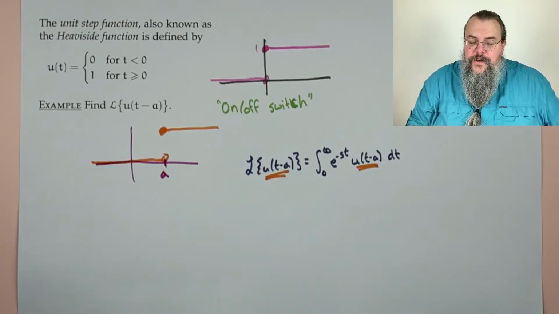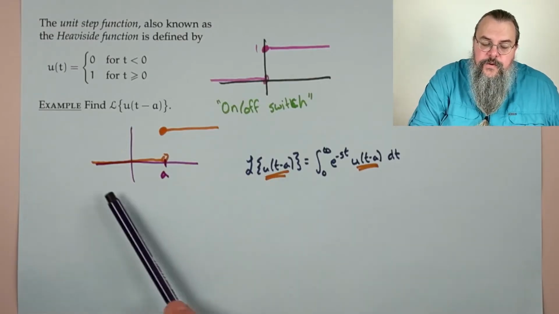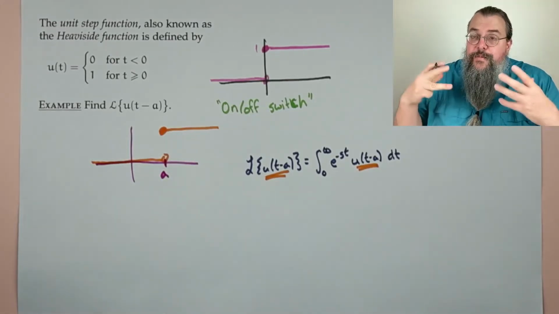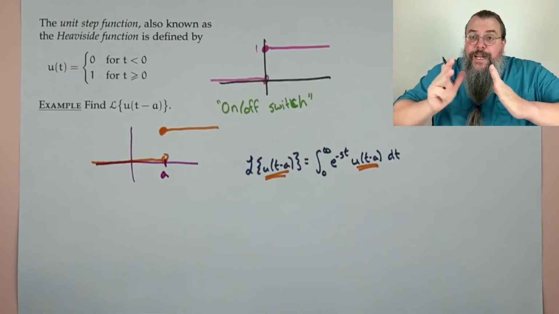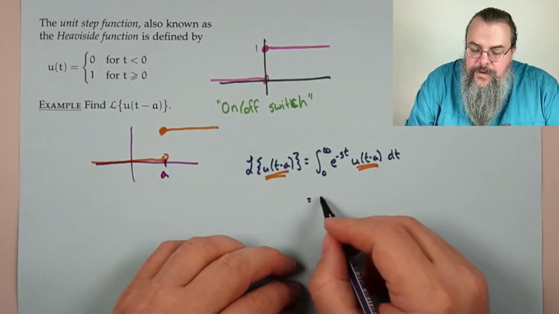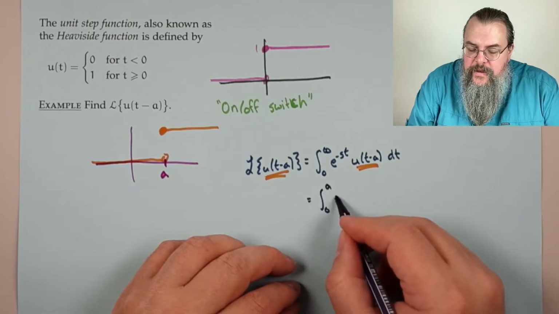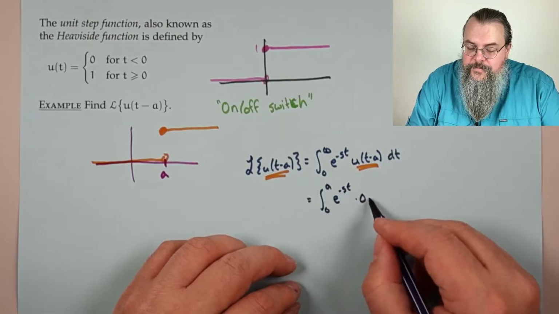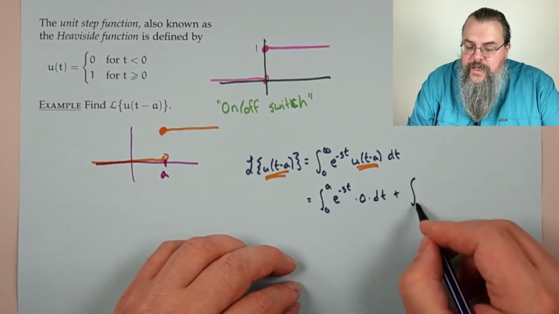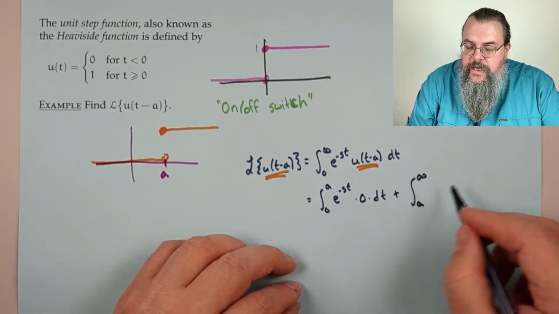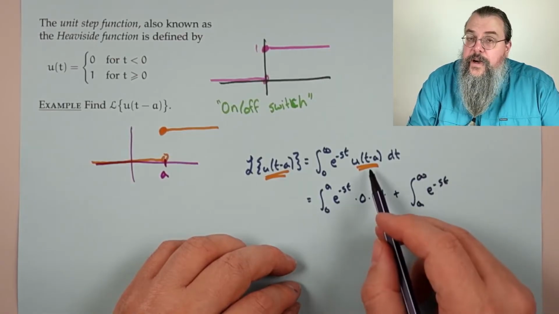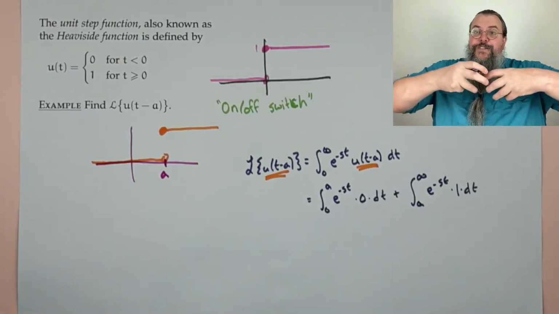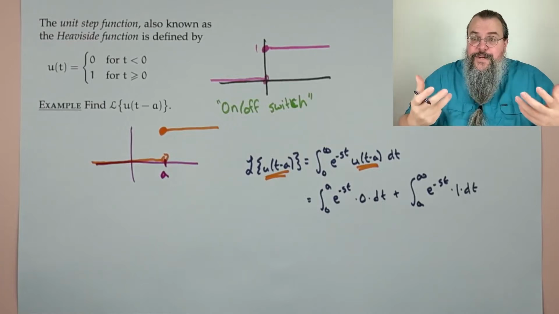Now you say, well, hold on, I know what happens. Before a, this is 0, then after a, it's 1. It's really saying there's two behaviors, so we can break the integral into two parts. Namely, what happens between 0 and a, and we say, well, between 0 and a, u is 0. And then what happens from a to infinity, and between a and infinity, well, that's fine, u is now 1. Okay, so for piecewise functions, when we're doing Laplace transform, break it up into pieces.